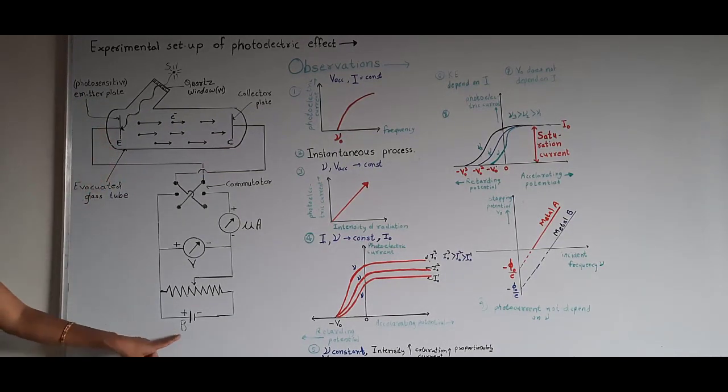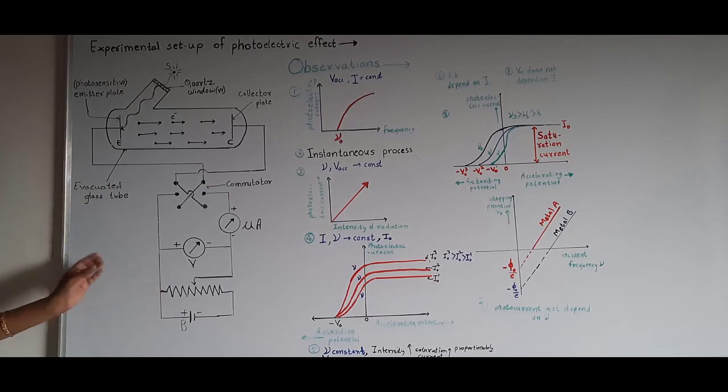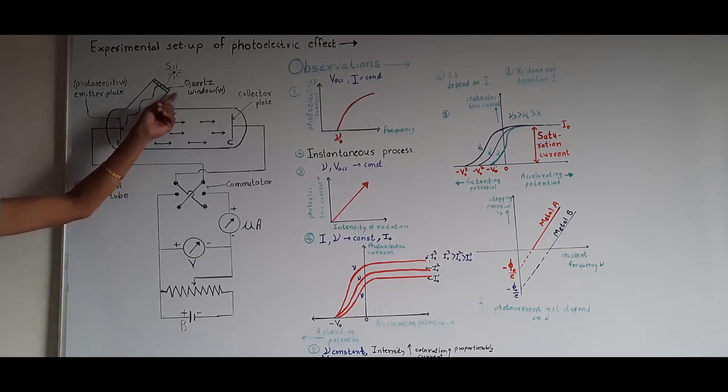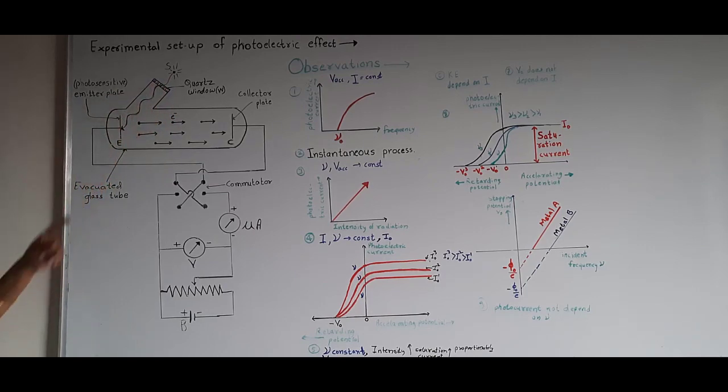An electric field is applied with the help of a battery between the two metal plates. Using this potential divider arrangement, we can change the potential between the emitter and collector plate. S is the monochromatic source of light having high frequency and a wavelength of 10 raised to minus 7 meter, that is, low wavelength. The quartz window is used because it allows ultraviolet radiation to fall on the emitter plate.